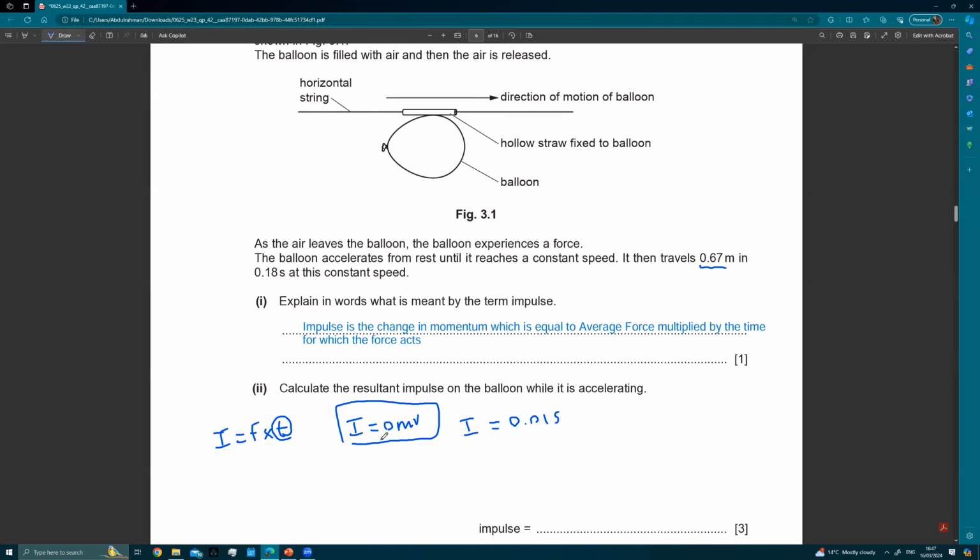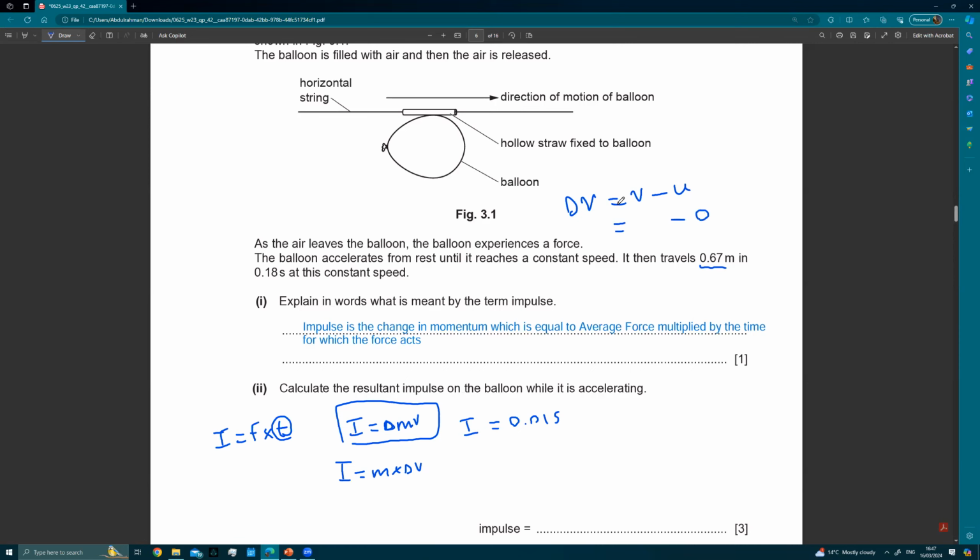And now I have to multiply it by the change in velocity. So impulse is basically the same thing as mass times change in velocity. The symbol delta means change. So the mass is 0.015. Now, what is the change in velocity? Well, the change in velocity is just the final velocity minus initial velocity. The initial velocity was 0 because it was moving from rest.